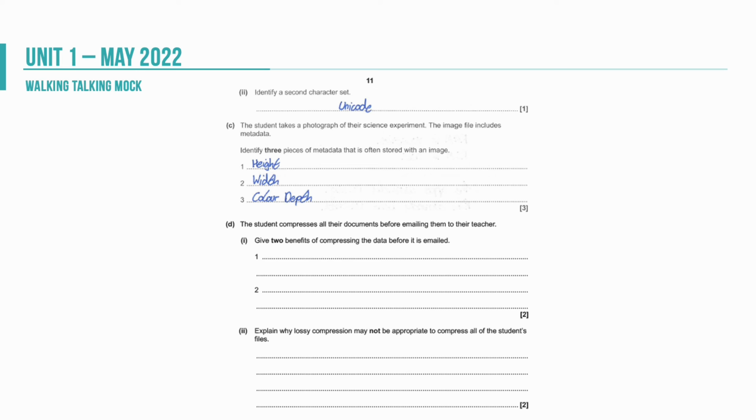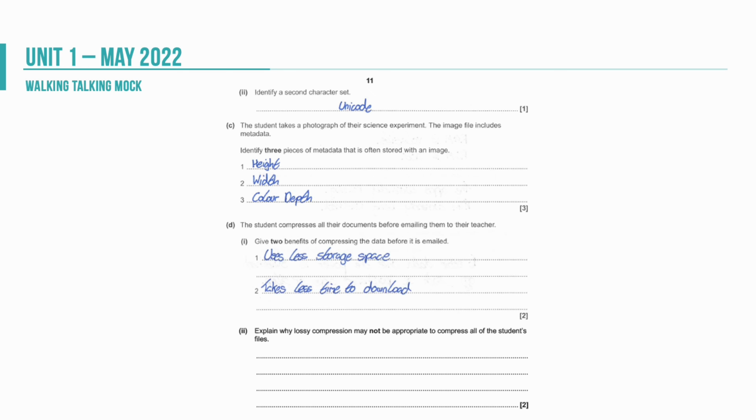The student compresses all of their documents before emailing them to the teacher. We want to give 2 benefits of compressing the data before it's emailed. It's going to take up less storage space. So if our email account has got storage linked to it, we might only have a certain amount of storage space, or the storage of our computer. It's also then going to take less time to send and less time to download. You could just put those 2 things. Less time to upload, less time to download could be your 2 answers.